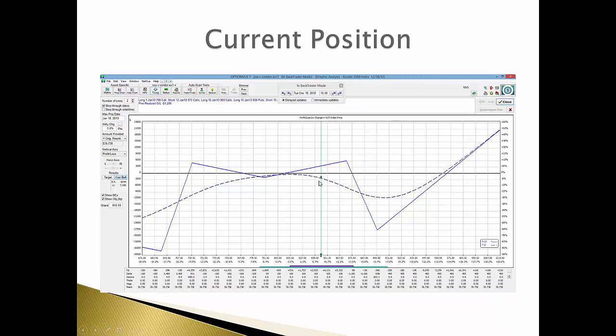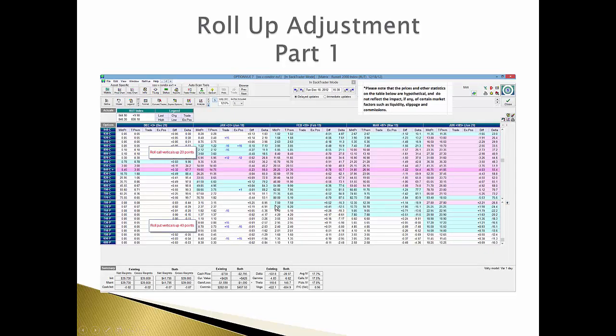So this is what our current position looks like here. Yes, our V is getting collapsed under here. We're going to keep it there. Essentially, if I take it out, I don't have much chance of making any money here. Plus, I start taking on a ton of risk to the upside. So I don't want to do that. I want to leave it in. So we're going to do a roll-up adjustment.